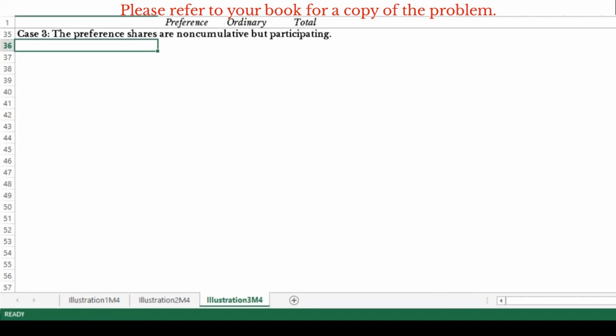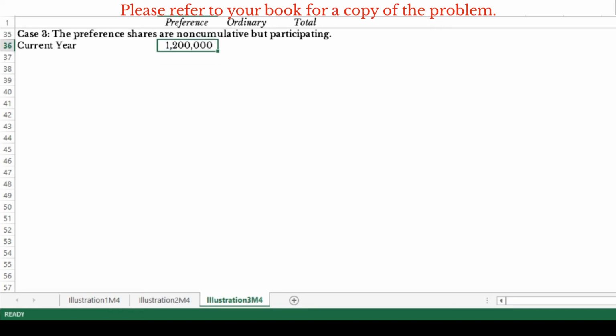Okay, now for case 3, the preference shares are non-cumulative but participating. Okay, so since non-cumulative, again, we will not pay dividends in arrears. So automatically, magsistart tayo agad sa dividends ng current year. Okay, so for that, we have preference shares of course at 1.2 million pa din.